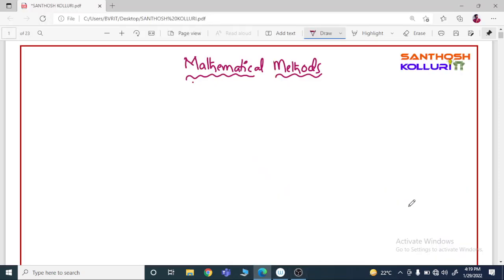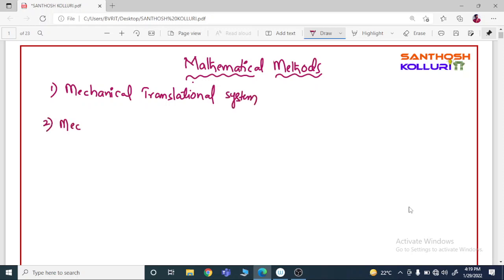Mathematical models. We have three types of systems. The first one is the mechanical translational system, the second one is the mechanical rotational system, and the third one is the electrical system.